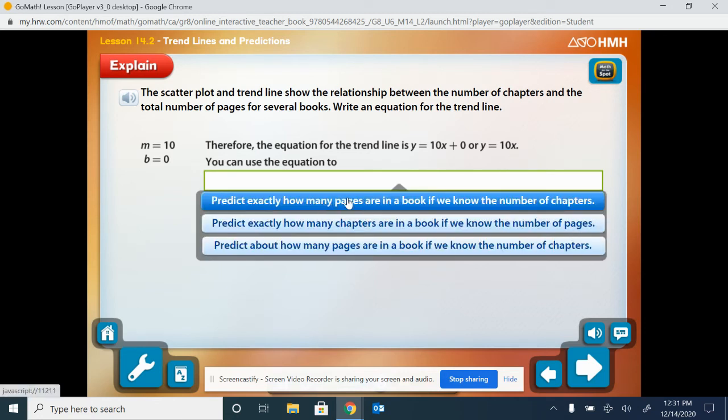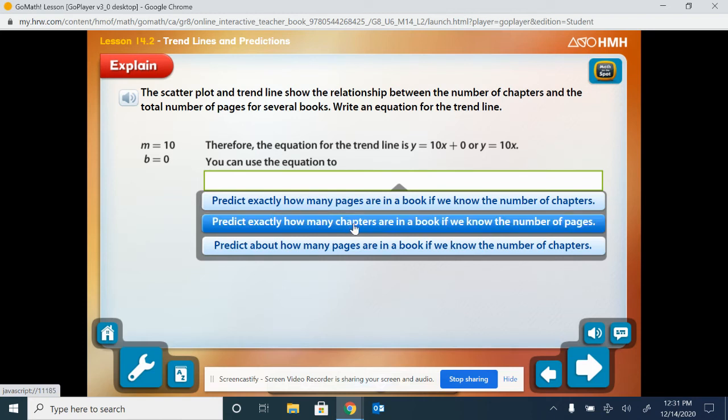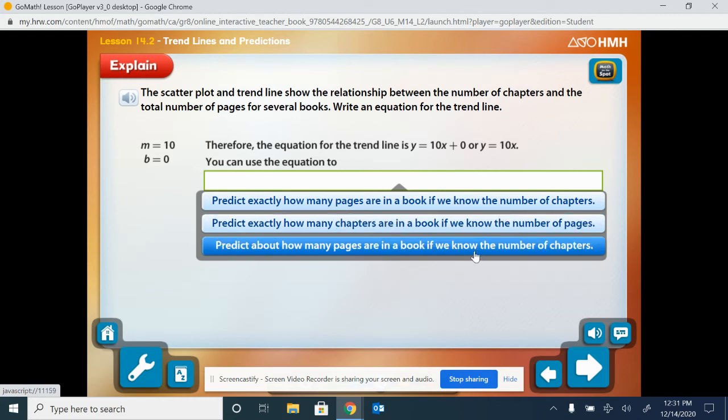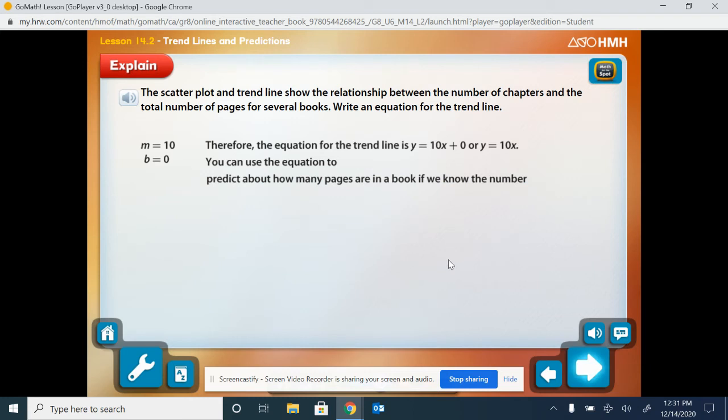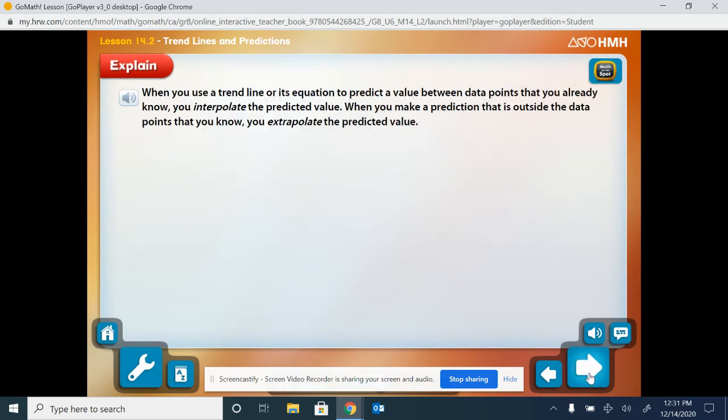Okay, predict exactly how many pages are in the book. No, predict exactly how many chapters in the book if we know the number of pages. Yep, predict how many pages are in the book if we know the number of chapters. That's correct. The equation for this trend line lets you predict about how many pages, y, a book will have if you know the number of chapters, x. And remember that it went through 0, so that's why b is 0. Y equals 10x.